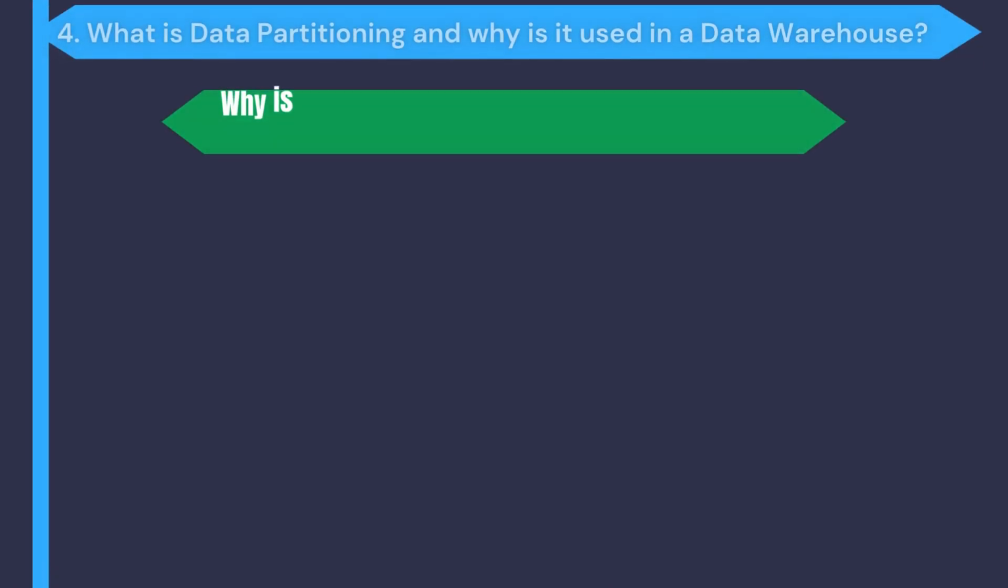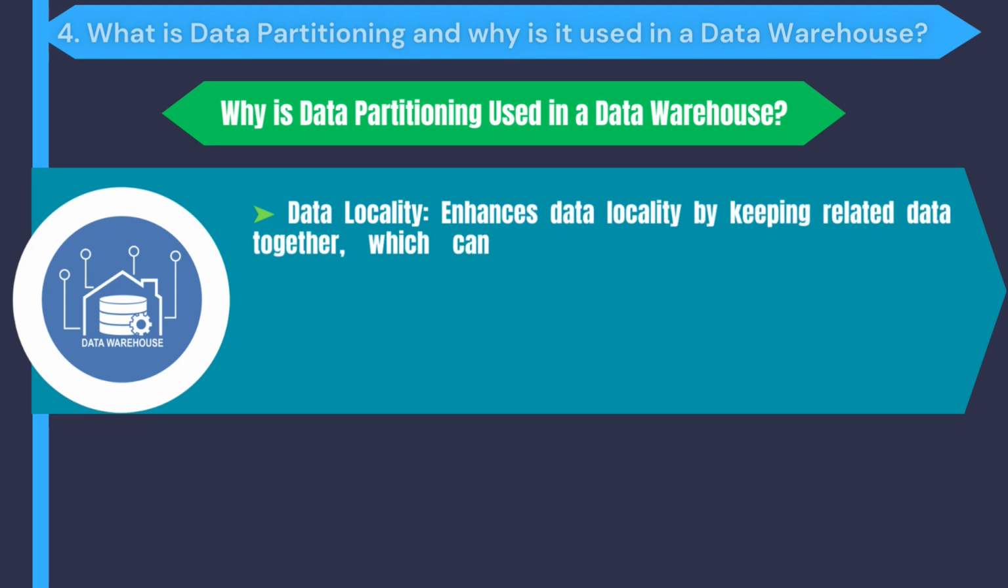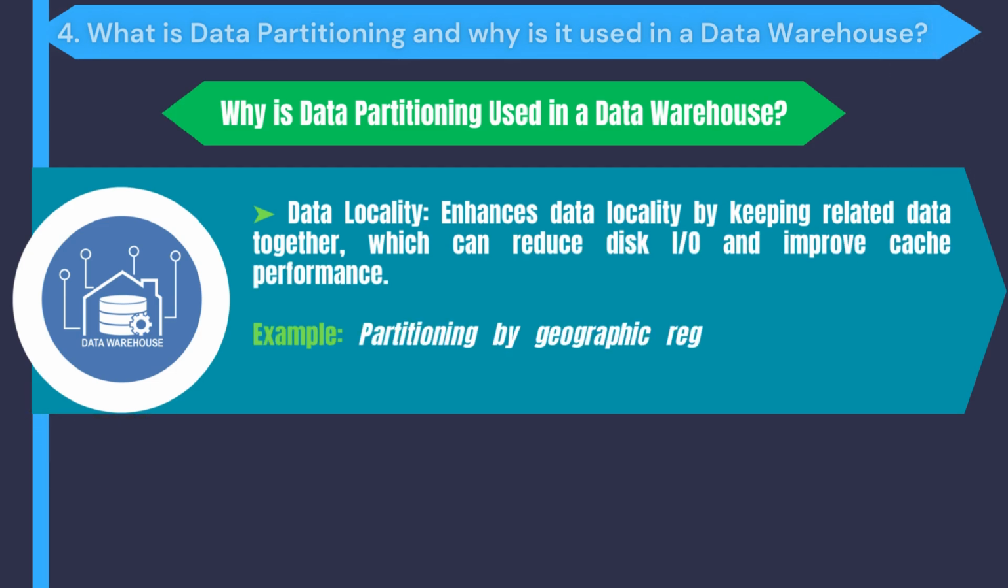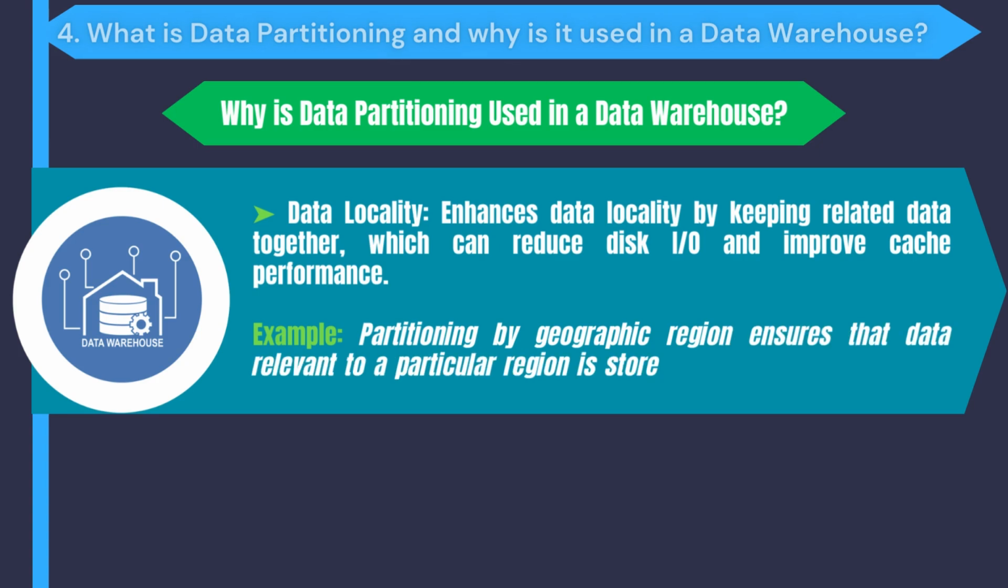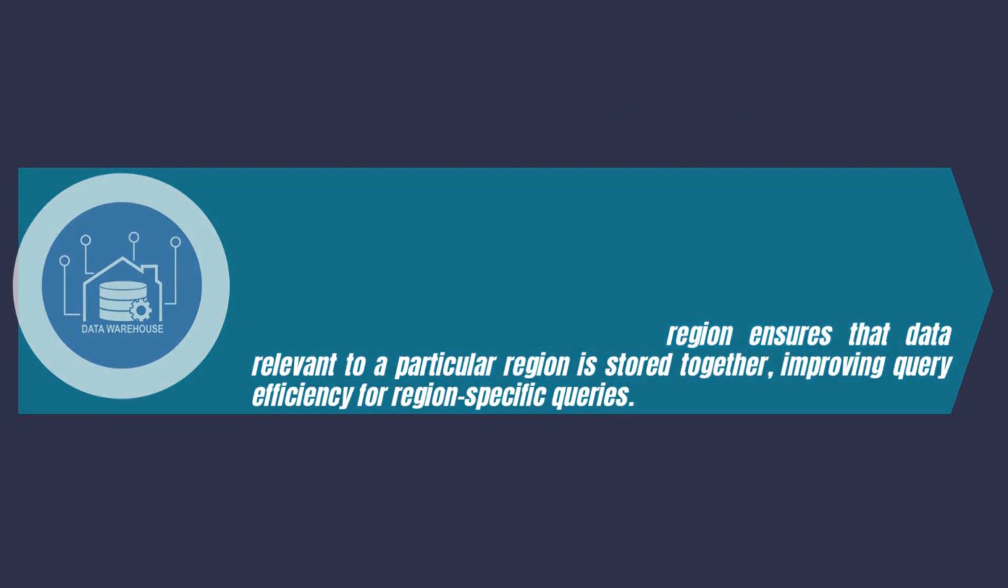E. Data locality. Enhances data locality by keeping related data together, which can reduce disk I/O and improve cache performance. Example: partitioning by geographic region ensures that data relevant to a particular region is stored together, improving query efficiency for region-specific queries.